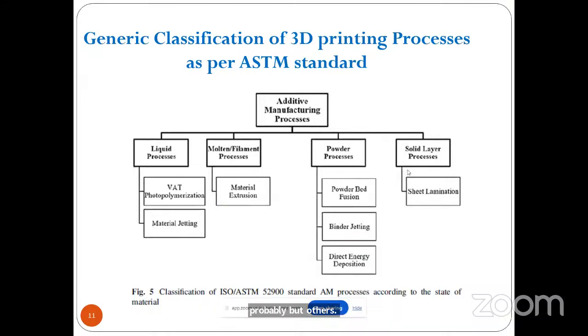Third one is the directed energy deposition. Here also metal powders and wire are used as the raw material. The final one is the solid layer process, in which we can provide sheets as the input material, solid sheets. So it is called the sheet lamination process. So we can find there are 7 types of additive manufacturing.